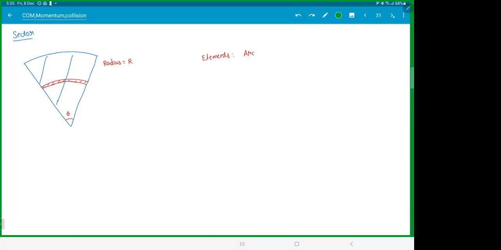If you make theta equal to pi, that becomes a half disk. So that's the general thing. Find the center of mass of an arc.